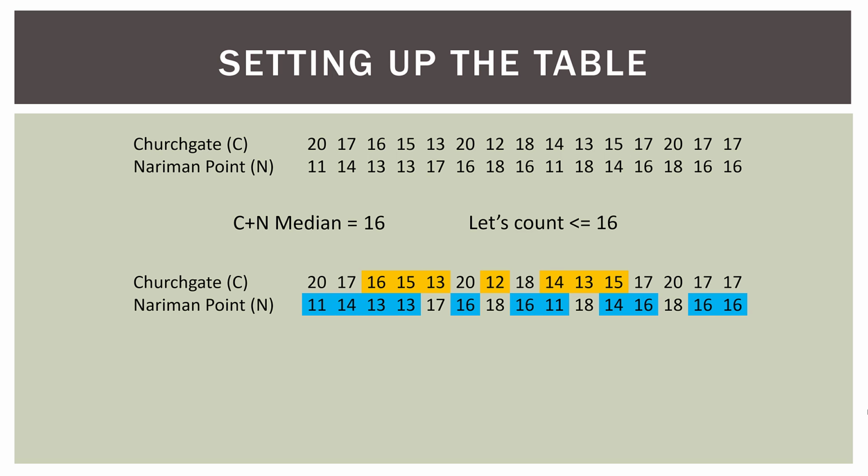So here's what that looks like. For Churchgate, the values that are less than or equal to 16 are highlighted in orange, and for Nariman Point, the observations that are less than or equal to 16 are highlighted in blue. So we can see that for Churchgate, we have 1, 2, 3, 4, 5, 6, 7 observations, and for Nariman Point, we have 1, 2, 3, 4, 5, 6, 7, 8, 9, 10, 11. So we're just counting the number of observations that are below or equal to the overall median.